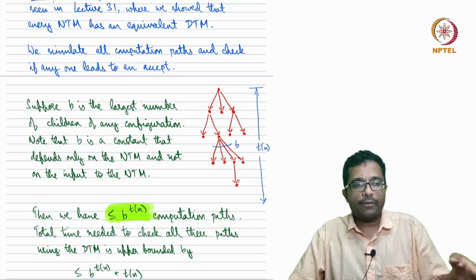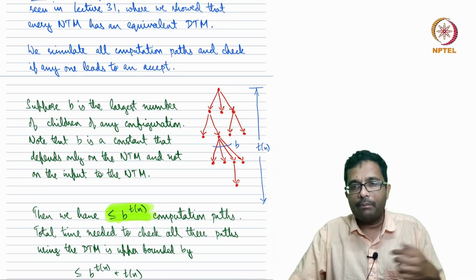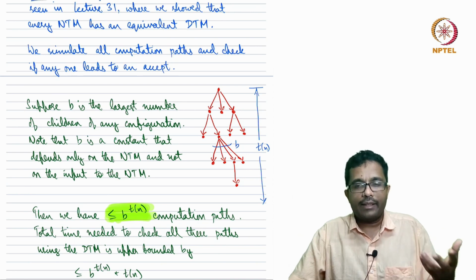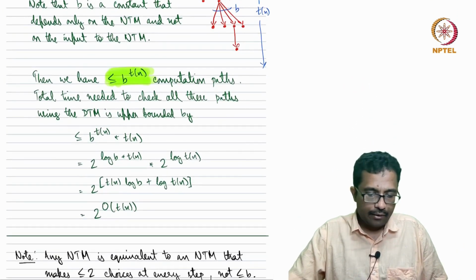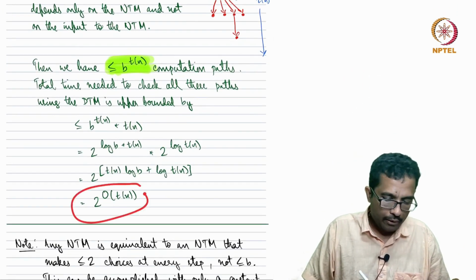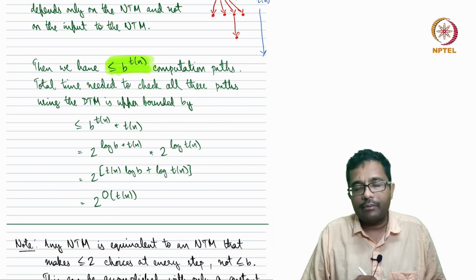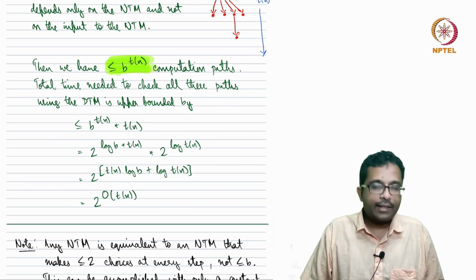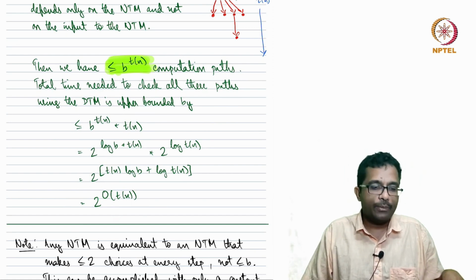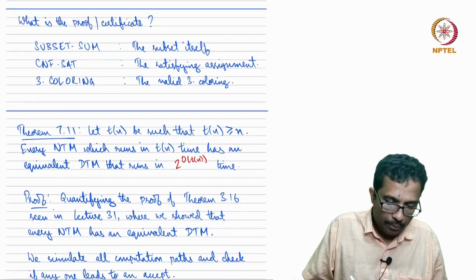So the maximum number of computation paths to consider is B to the power T(n). So the running time is B to the power T(n) multiplied by T(n), which simplifies to 2 to the power O(T(n)), or is upper bounded by 2 to the power O(T(n)). Hence the upper bound on the running time of the simulation is 2 to the power O(T(n)).